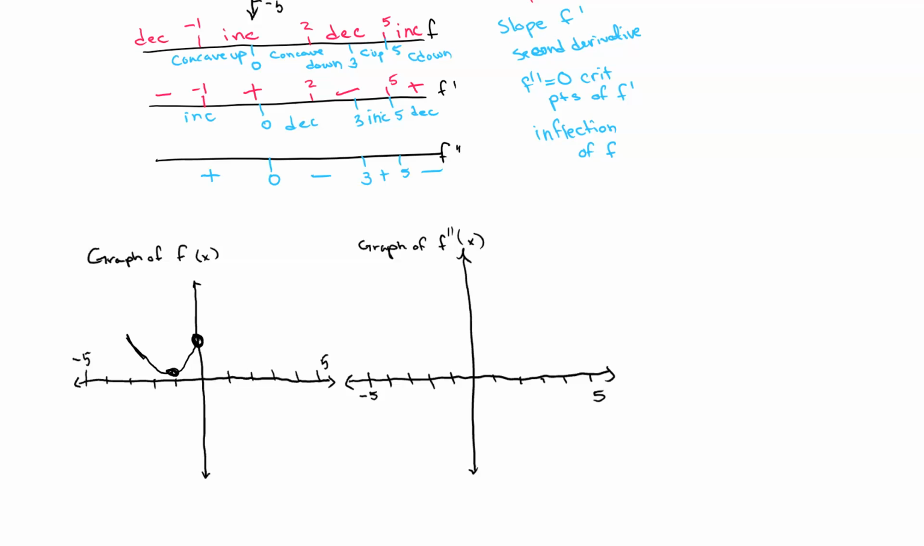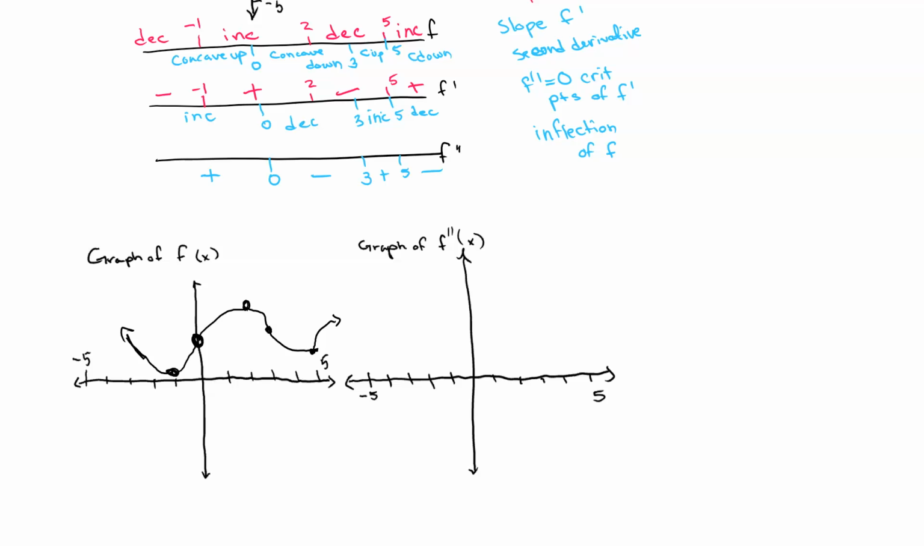We switch to concave down, but our graph is still increasing until 2. And then we are decreasing and concave down until 3. And we're still decreasing until 5. Right? But we are now concave up. And then at 5 we switch to concave down, and we are increasing, so it's going to look kind of funky.